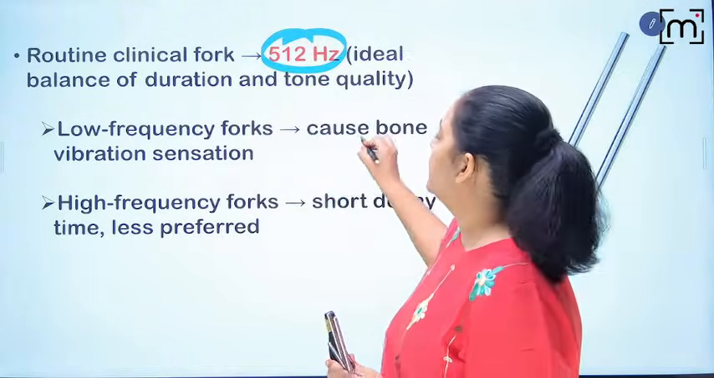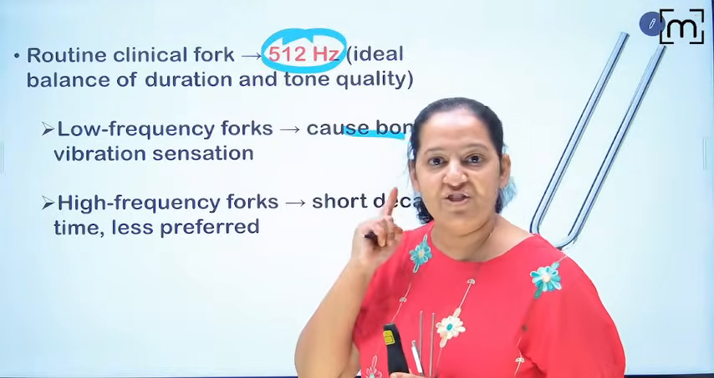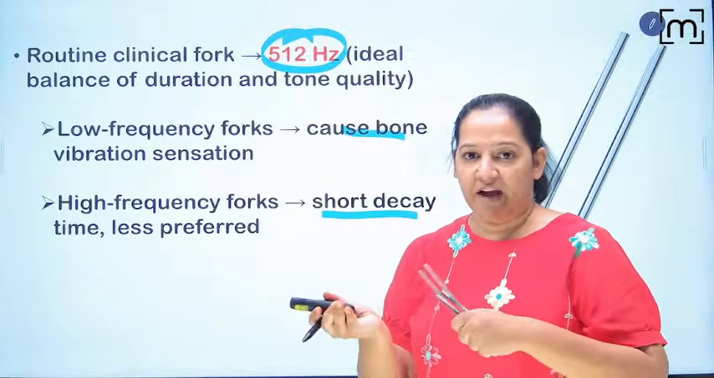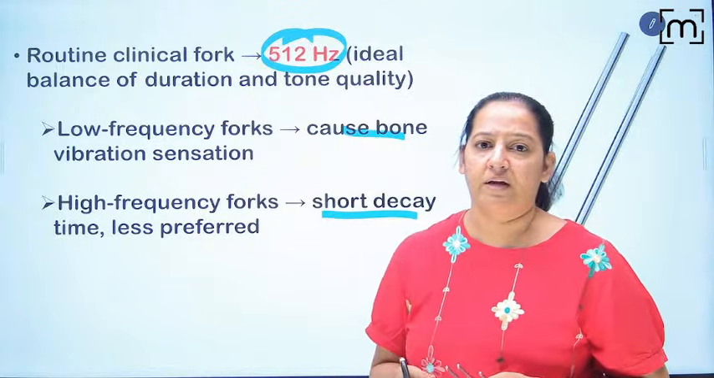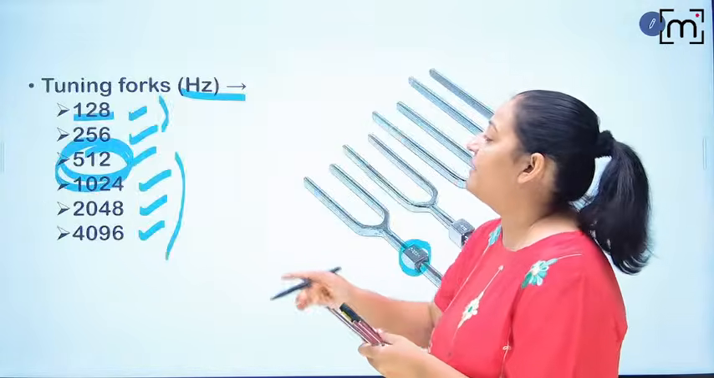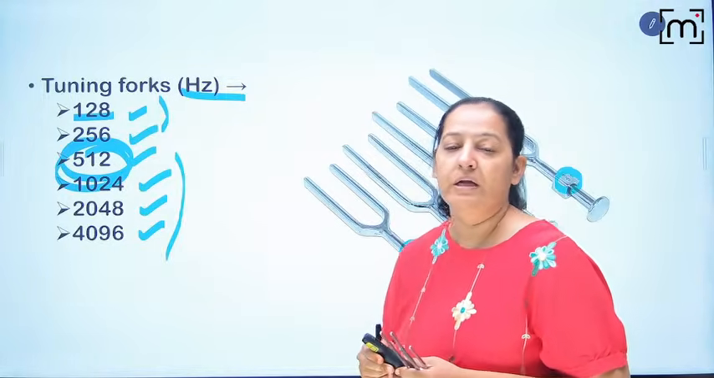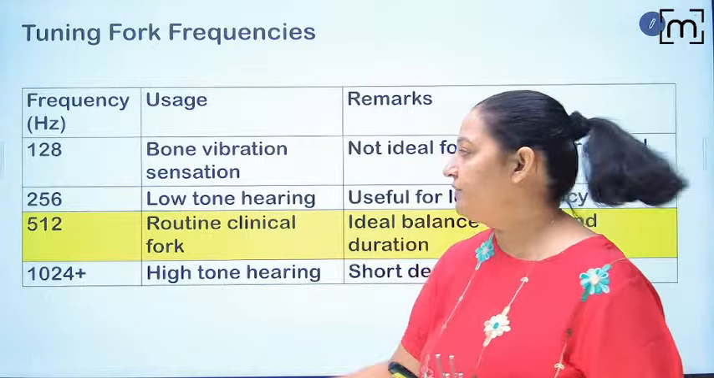If we use lower, bone sensation is more. And if you use higher, it has a shorter decay. So once we vibrate it, we activate it, it has very short decay. So it is best to use the middle one. The middle one is 512. It's an MCQ. Why not shorter? Why not longer? You should know the reason for both of them.